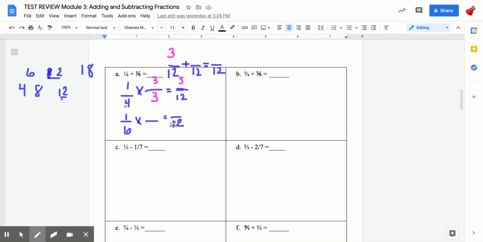1/6 times something makes 12. 6 times what makes 12? Times 2. But we can't just multiply by 2. It's got to be 2/2. And 1 times 2 is 2. So 3/12 plus 2/12 is 5/12. And there's our final answer for A.